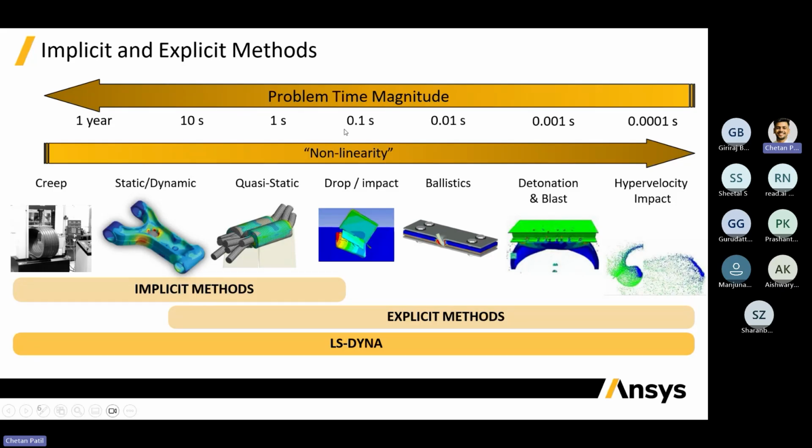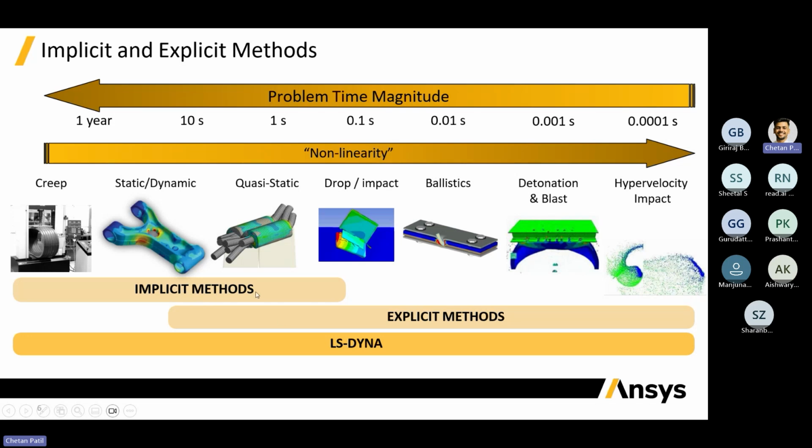So whenever it comes to short duration simulation with a very high amount of non-linearities, those are supposed to be solved with your explicit method. Only those simulations which have higher non-linearity, but where the duration of generating such non-linear events is very long compared to short duration simulations, are supposed to be solved with your implicit method.